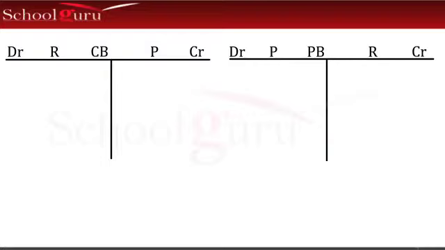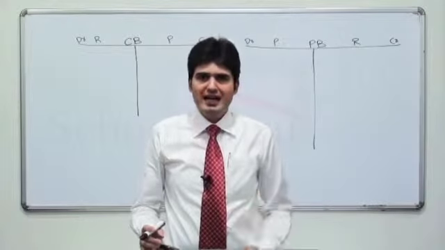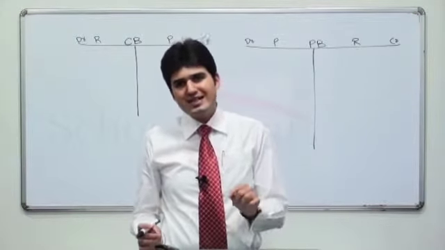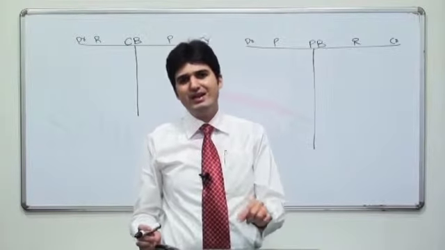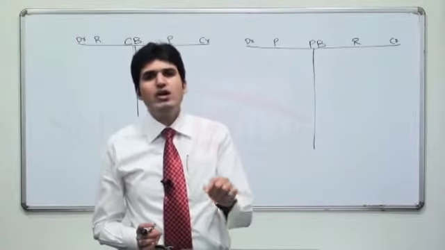As you can see, payments are on the credit side in the cash book and on the debit side in the passbook. Similarly, receipts are on the debit side of the cash book and on the credit side of the passbook. So first of all, what do we learn from this? We learn that in the cash book, transactions are entered as and when a check is received or issued.